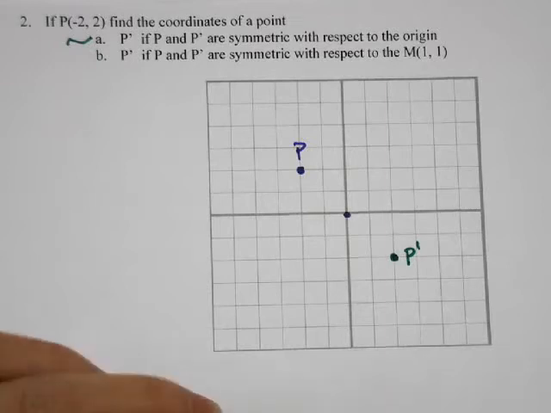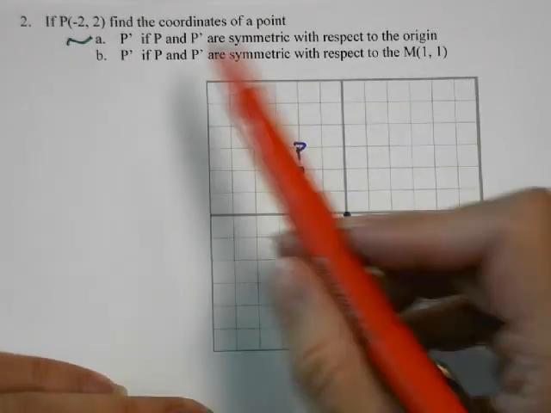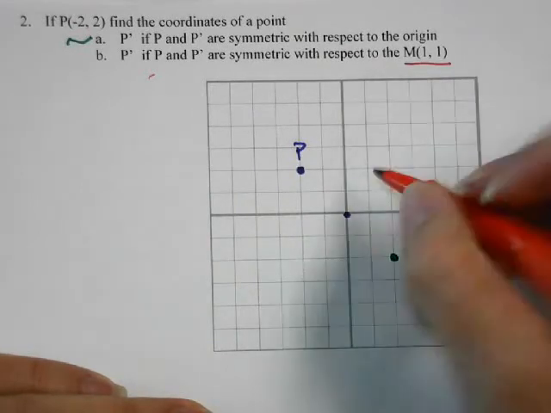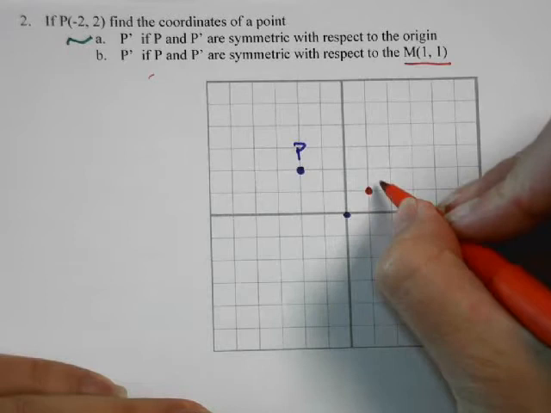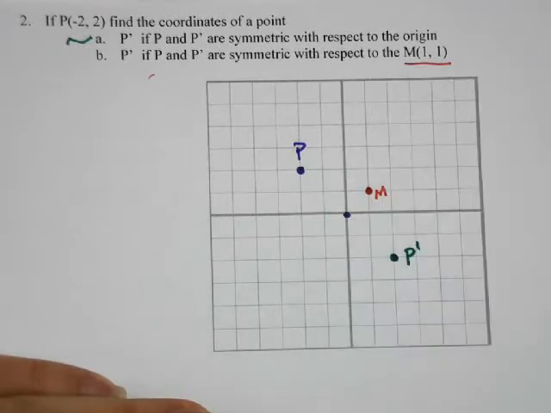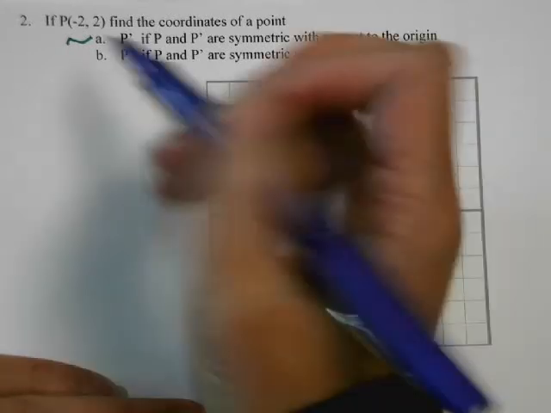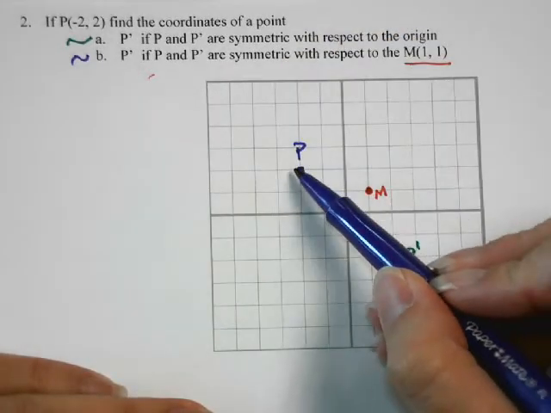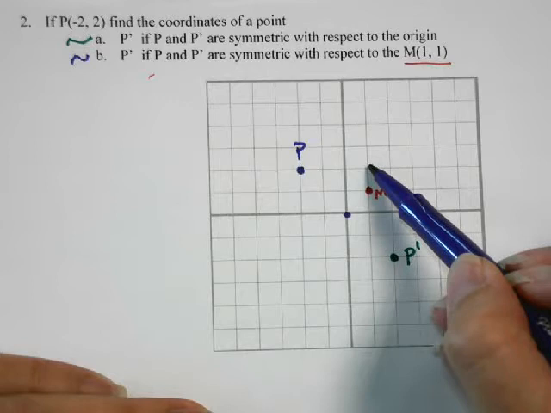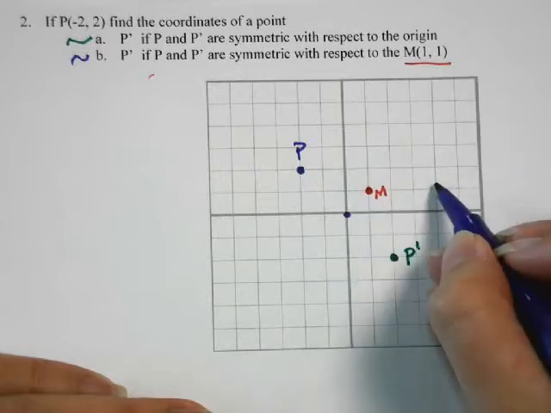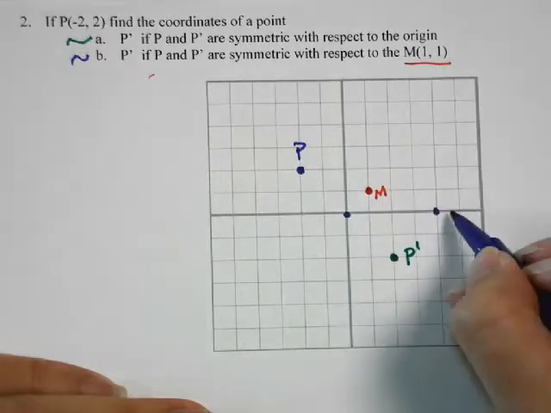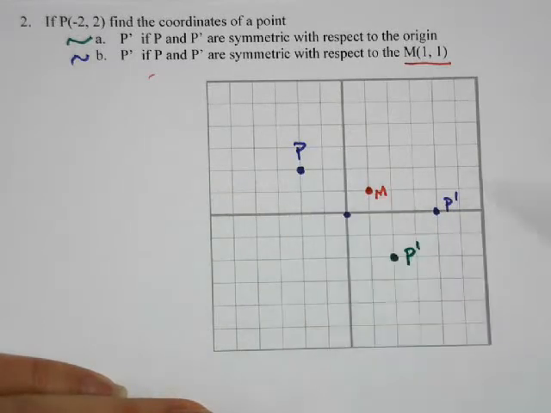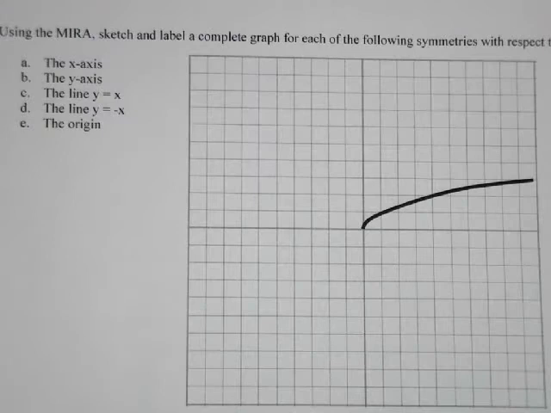The second example says if P and P prime are symmetric to the point (1, 1). So here's (1, 1), call that M. And I want this one to be symmetric to this point. So again, I'm going to go over 3 this time and down 1. I'll repeat that, over 3 and down 1. And now those 2 points are symmetric to that dot.